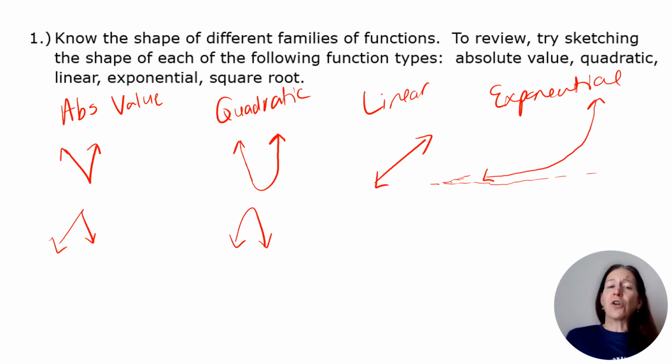Now you can also reflect these around, so you could reflect them over the y-axis so that they look like that, where they start out going down really steep and then they look like they level off. And you can also flip them over, so you might get something that looks like that. Okay, so those are different ways that you can do that.